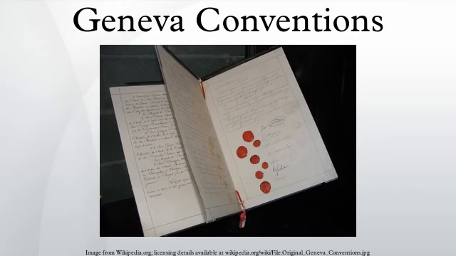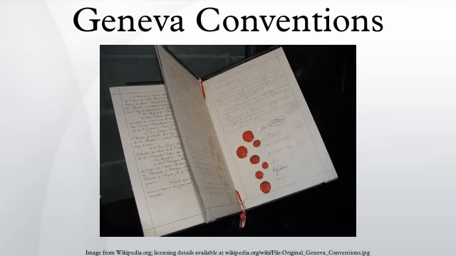The Geneva Convention for the Amelioration of the Condition of the Wounded and Sick in Armed Forces in the Field was adopted in 1864. It was significantly revised and replaced by the 1906 version, the 1929 version, and later the First Geneva Convention of 1949.